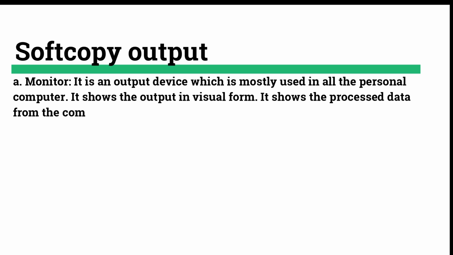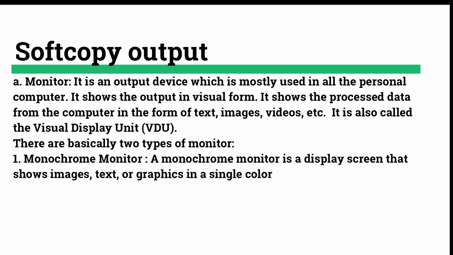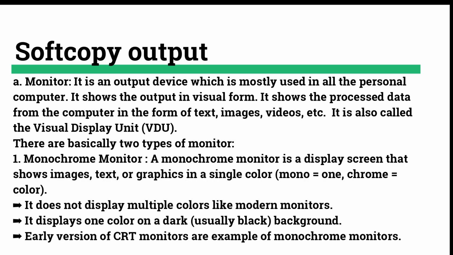A. Monitor. It is an output device which is mostly used in all the personal computers. It shows the output in visual form. It shows the processed data from the computer in the form of text, images, videos, etc. It is also called the visual display unit. There are basically 2 types of monitor.